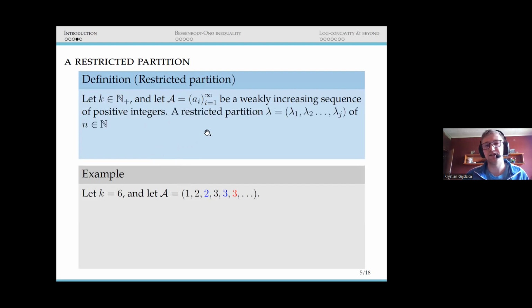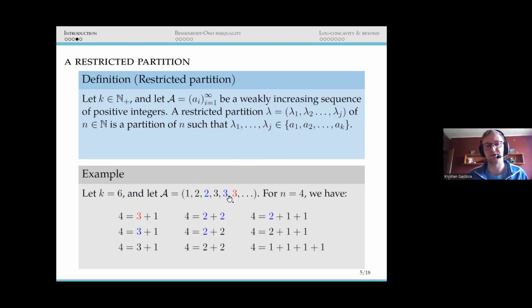Then by a restricted partition lambda of a non-negative integer n, for example n equals 4, we mean a partition of n such that the parts lambda 1 up to lambda j belong to the multiset which consists of the first k elements of the sequence curly a. So in our example, we look only at those partitions of n whose parts belong to the set which consists of 1 in black up to 3 in red. So we have the following possibilities.